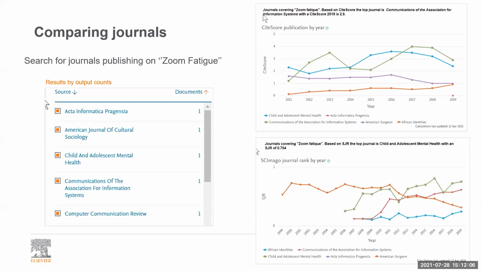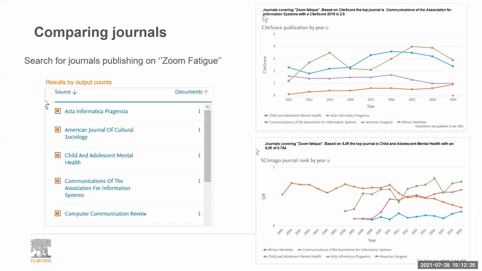And you can also use other metrics to do that, like SCImago Journal Rank or the SNIP. So I hope this has given you an overview of the three main types of journal metrics that are important to keep in mind and how we would use them.